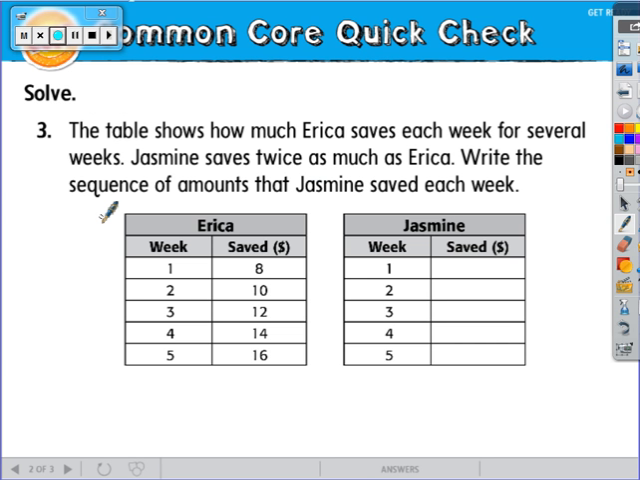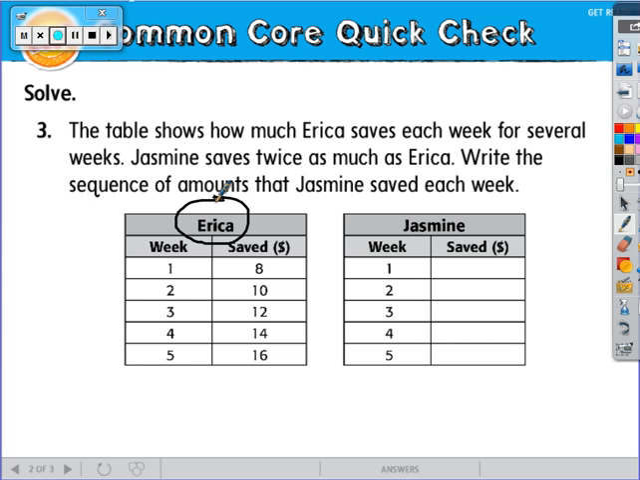Now, our coordinates. Sometimes our coordinates will be based off of tables. So it's important that we get a little use of tables. So we're going to get some table action with our next warm-up problem. The table shows how much Erica saves each week for several weeks. So how many weeks is it showing what Erica saves?